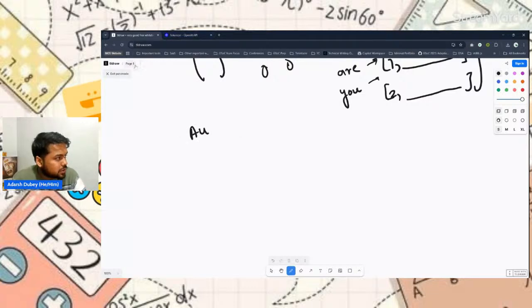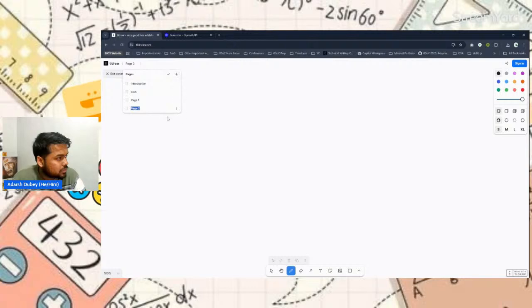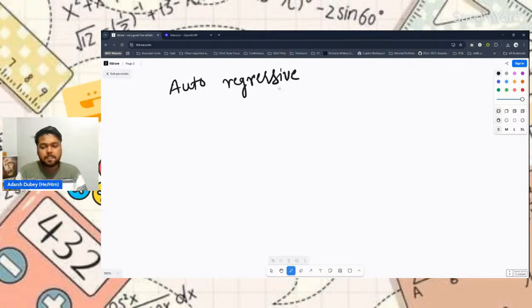auto-regressive. So you might have seen that whenever you use ChatGPT or any LLM in general, you don't get the answer all at once. You get the answer word by word, and that generation can be really fast. So you might think that it is generating several words at a time, but at the back end, it is generating one word at a time, just one word. And this principle is known as auto-regressive.